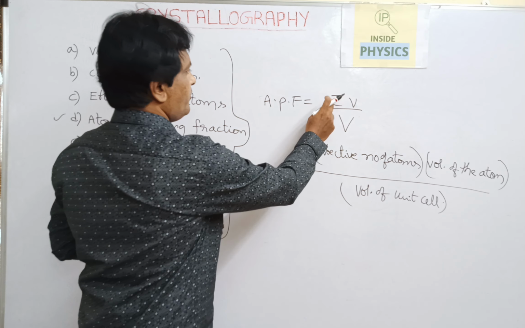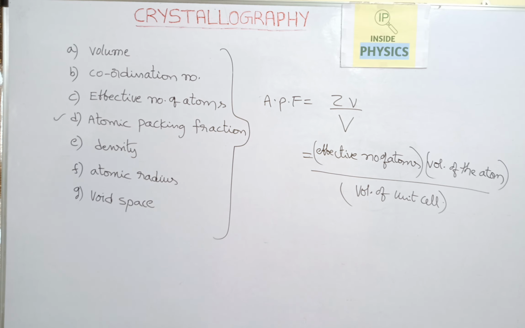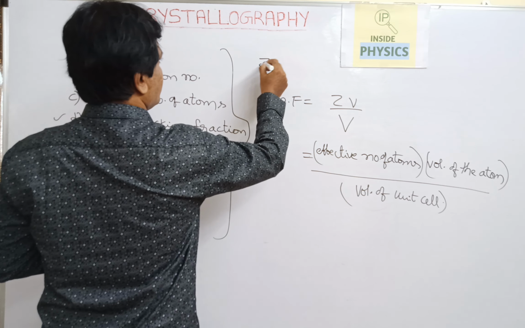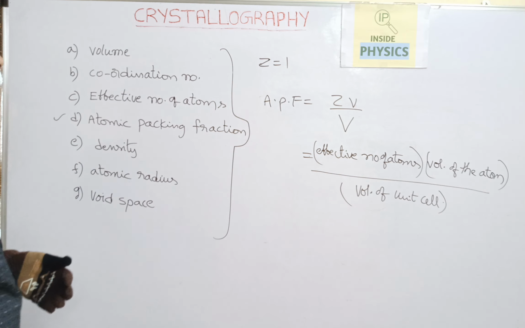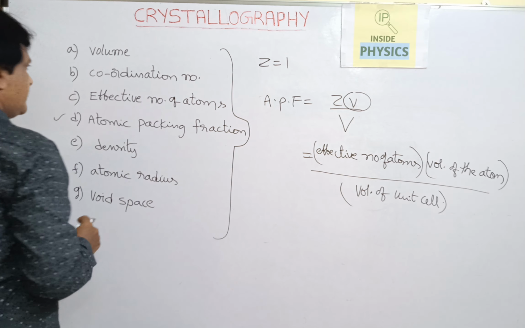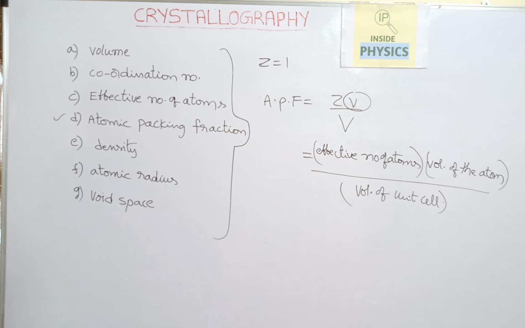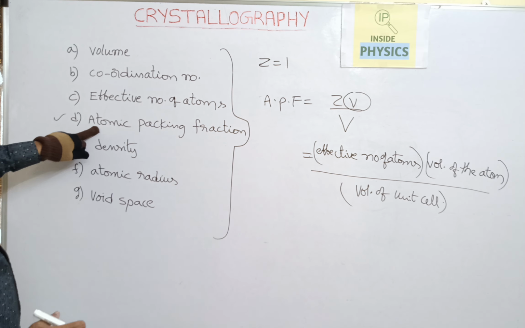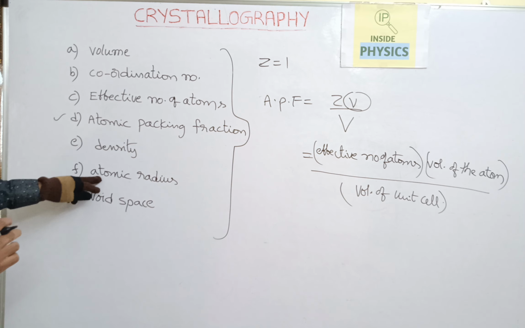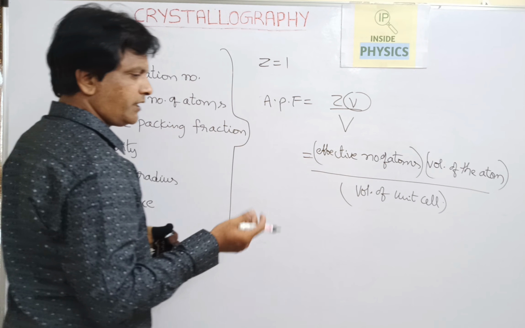So in this way, how many atoms per unit cell for the simple cubic structure? Z, we already calculated, is 1. So the volume of the atom. Before that, we are going to calculate the volume of the atom. Here small v is the volume of the atom, and capital V is the volume of the unit cell. To calculate the volume of the atom, we need the radius of the atom, right? Here it is, the atomic radius. So how do we calculate this?